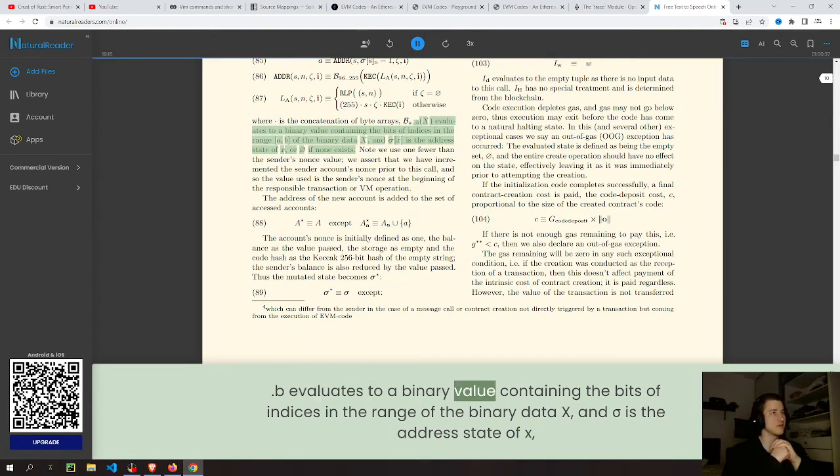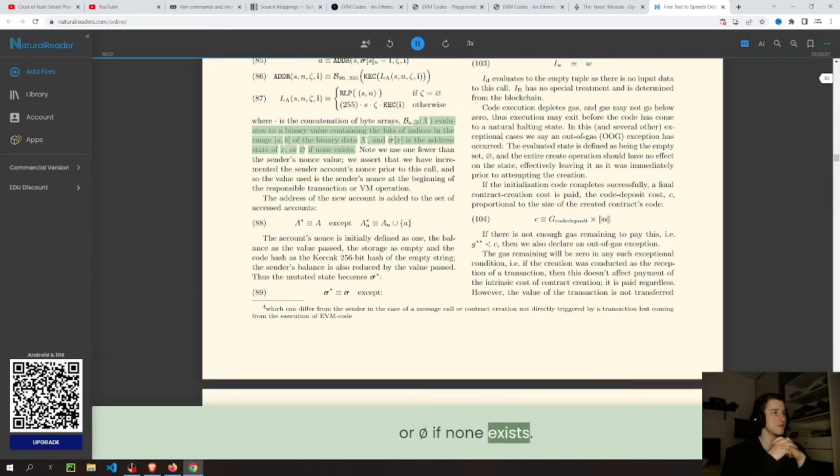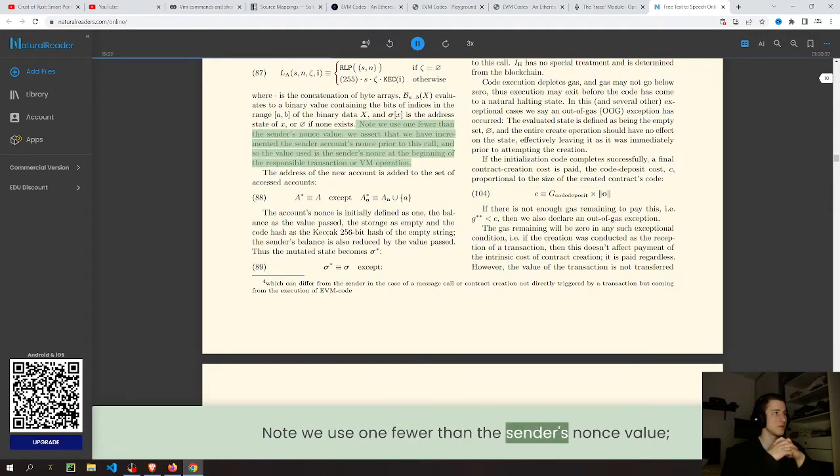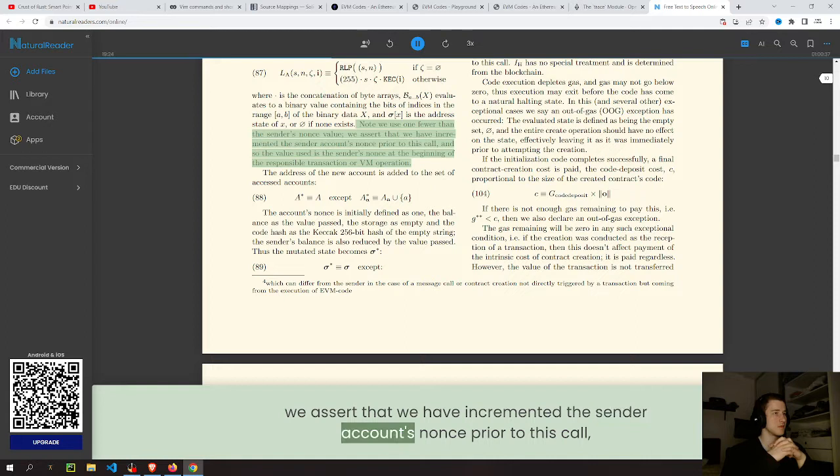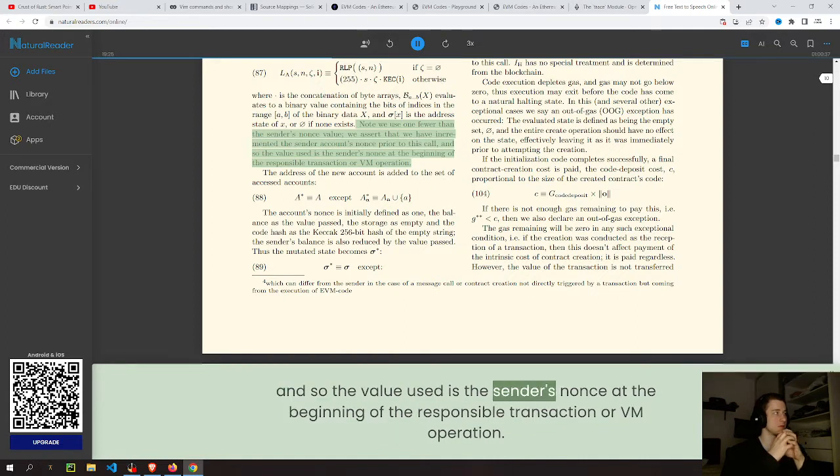B evaluates to a binary value containing the bits of indices in the range of the binary data x, and sigma is the address state of x, or empty if none exists. Note we use one fewer than the sender's nonce value. We assert that we have incremented the sender account's nonce prior to this call, and so the value used is the sender's nonce at the beginning of the responsible transaction or VM operation.